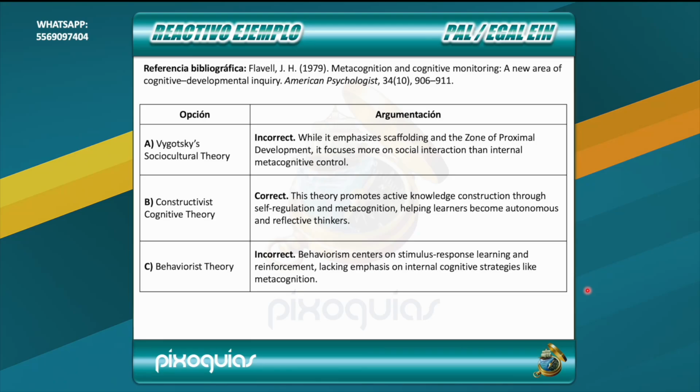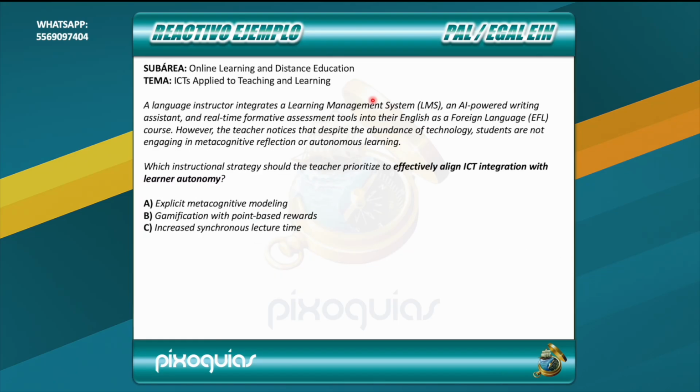Now let's check this exercise from the sub-area Online Learning and Distance Education and the topic ICTs applied to teaching and learning. A language instructor integrates a learning management system (LMS), an AI-powered writing assistant, and real-time formative assessment tools into their English as a Foreign Language (EFL) course. However, the teacher notices that despite the abundance of technology, students are not engaging in metacognitive reflection or autonomous learning.